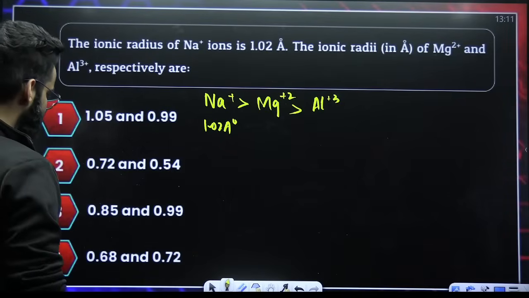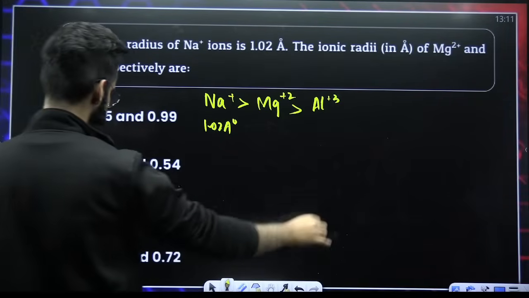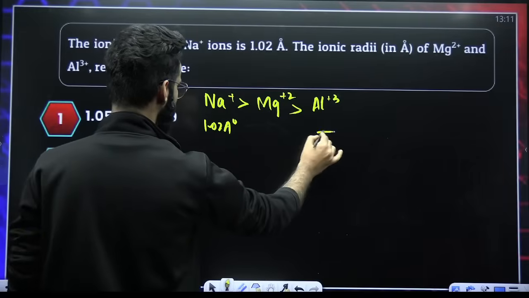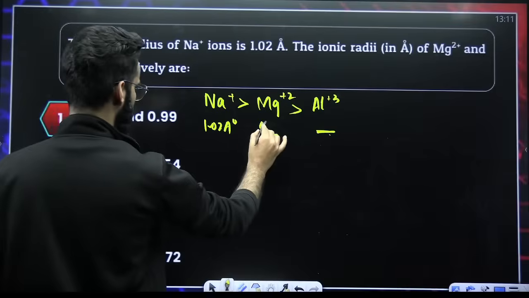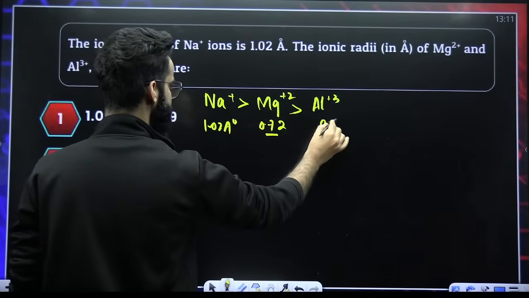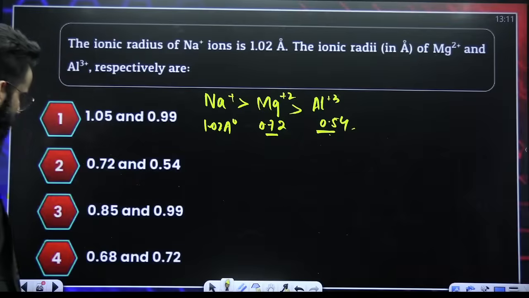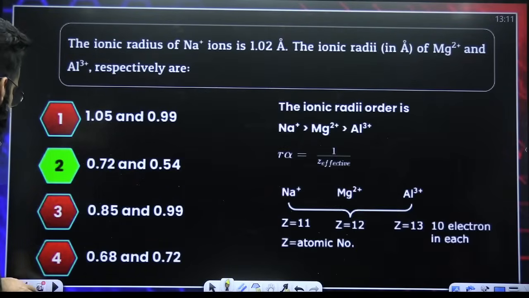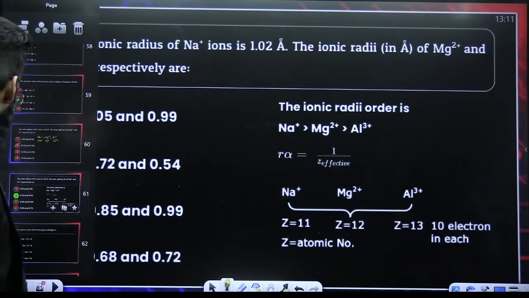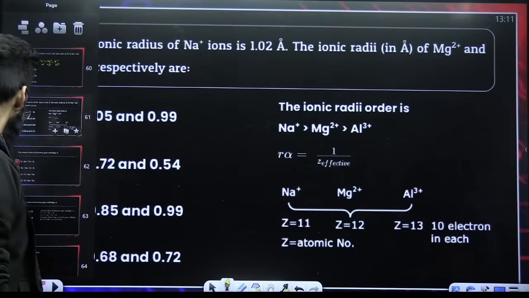Which is the least one? This has to be the least. This has to be comparatively more. So it has to be, I believe, 0.72 and 0.54, right? These are the only options which are satisfying our condition.